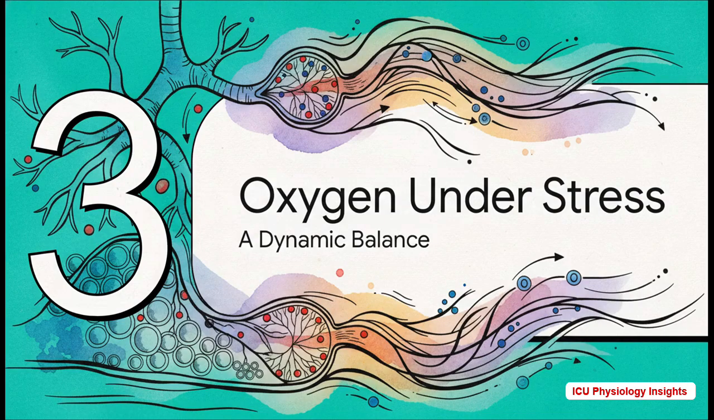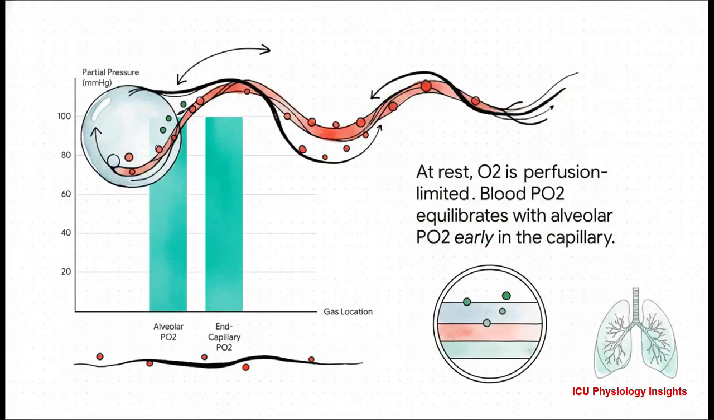So Section 3, oxygen under stress. This brings us to the gas we care about most, clinically, oxygen. So where does O2 fit in? Is it diffusion limited or perfusion limited? Well, the interesting answer is, it depends. Oxygen's behavior isn't fixed. Normally it's perfusion limited, but when the system is under stress, it can absolutely become diffusion limited. So, at rest, in a healthy lung, oxygen is perfusion limited.